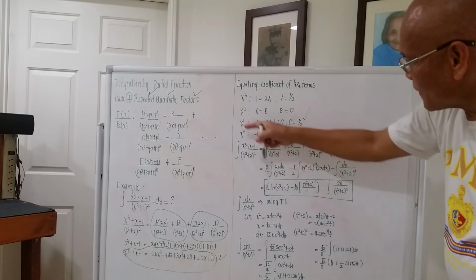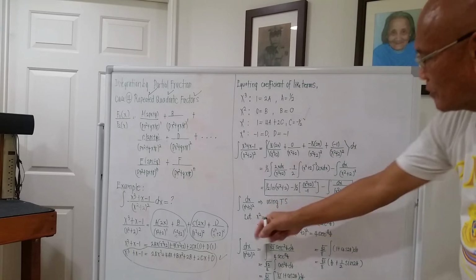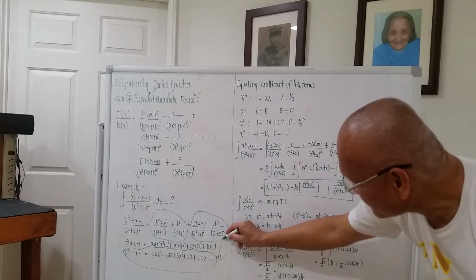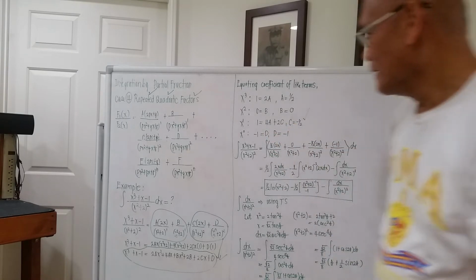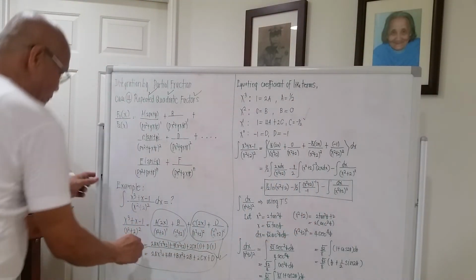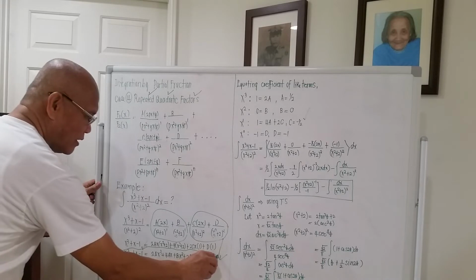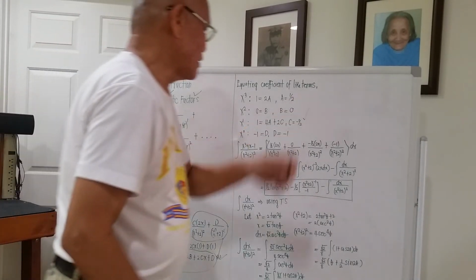For x to the 0 power, or the pure constant on the left and right, by using this equation, minus 1 is equal to D. This is it. Minus 1 is equal to D. Therefore, D is equal to minus 1.